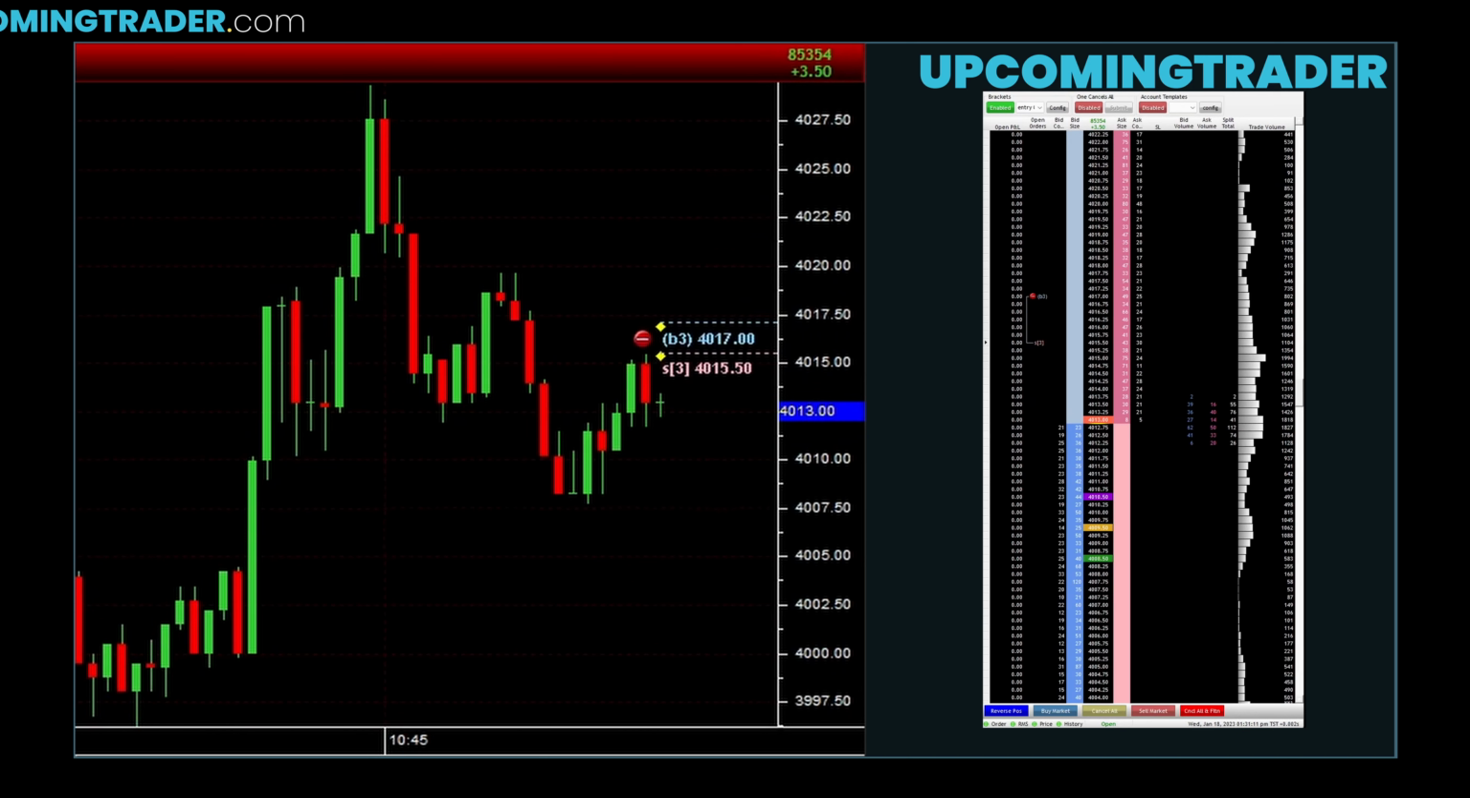Wedges are similar to triangles, but are characterized by sloping trend lines that either converge upward or downward. A rising wedge is generally considered a bearish pattern, indicating that the current uptrend is losing momentum and may reverse.